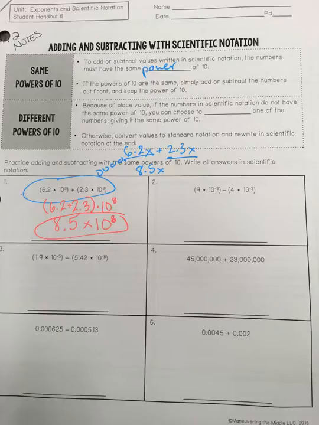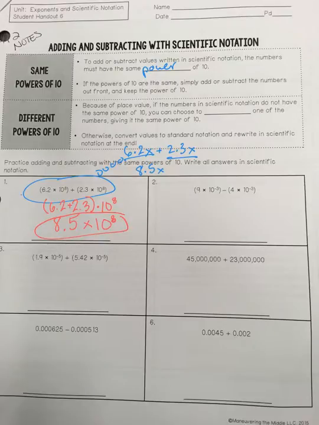Now I'm going to go over one more detail on this. Another proof that this works is that you can actually distribute, and it would be 6.2 times 10 to the 8th plus 2.3 times 10 to the 8th. Those are just examples of why the process works. When we're adding and subtracting, if they have the same power of 10, we can just add or subtract the numbers out front and then keep that power of 10.